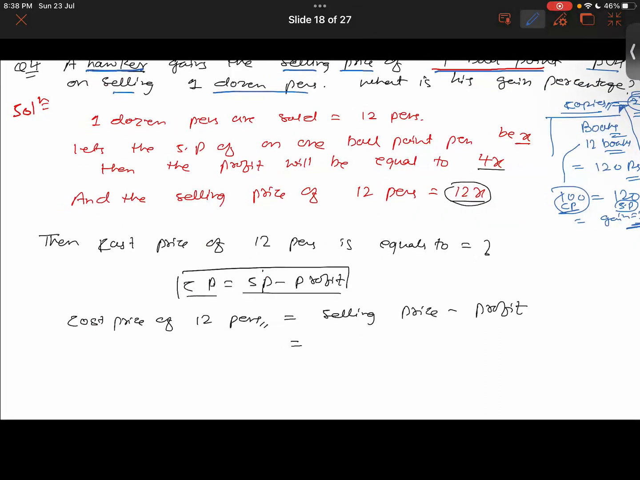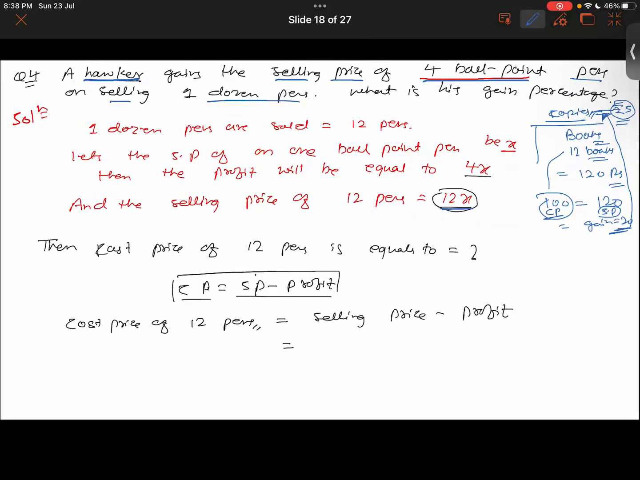Ahmed, try to relate over here. The selling price, we have assumed it as 12x. So 12x will be written here. And profit, how much is it? We assumed it as 4x. Very good. So cost price here we have calculated as 8x, guys. So now we have cost price and we have profit also, that is 4x.